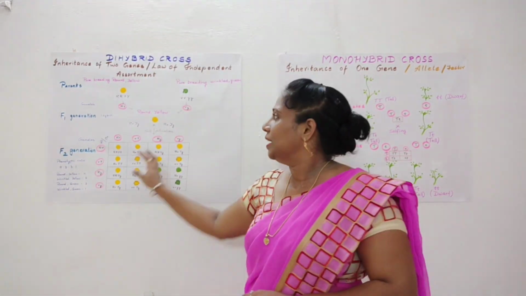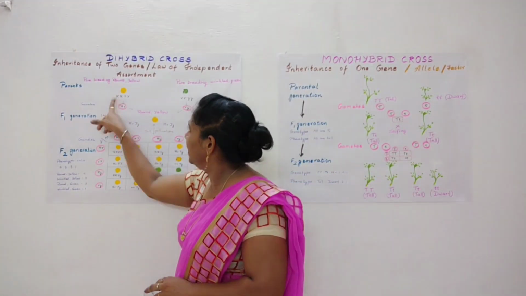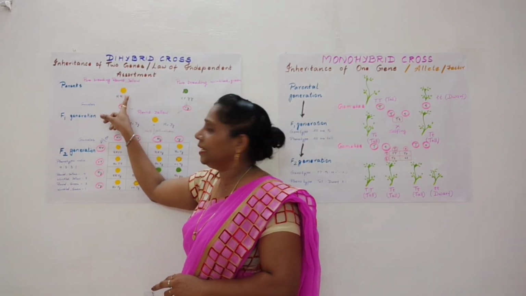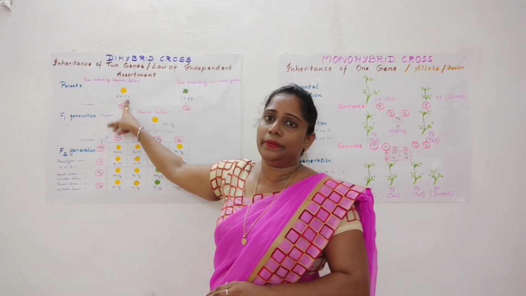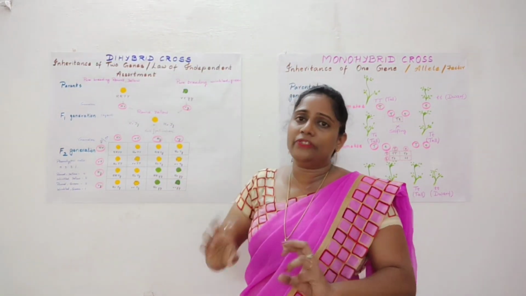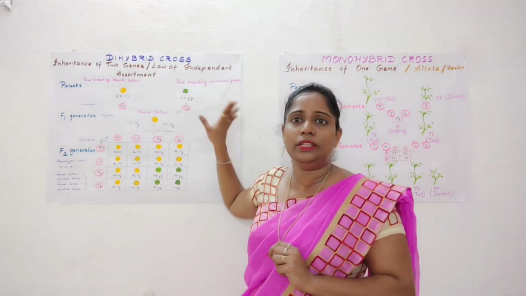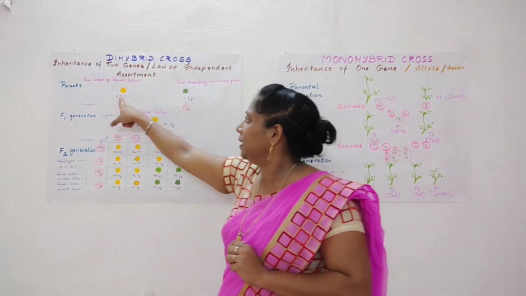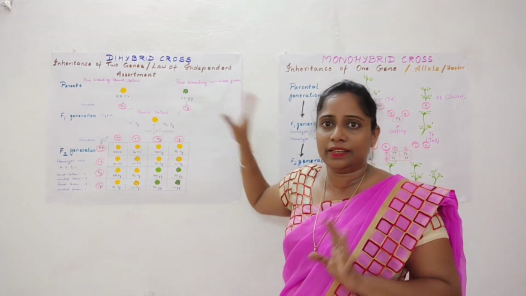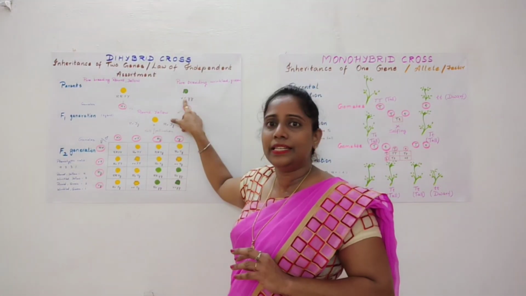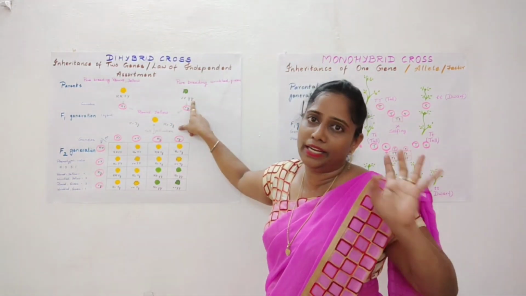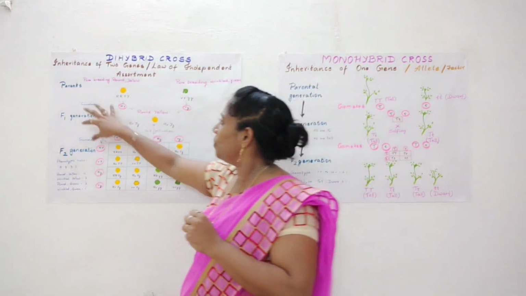Clear, children? Now see, for round we are taking capital R, capital R. For yellow we are taking capital Y, capital Y. Similar to that, we are going to use the same alphabet but in lower case for the recessive character. So capital R there means we are going to use small r here and small y here. Clear? Small r means it is wrinkled. Small y means it is green.